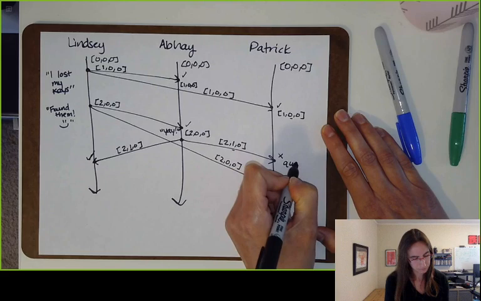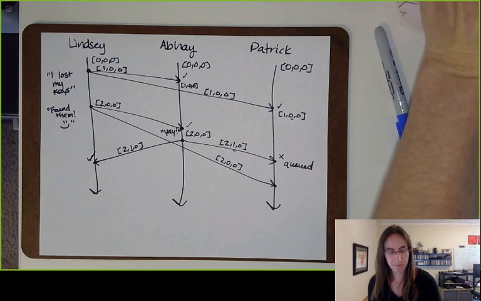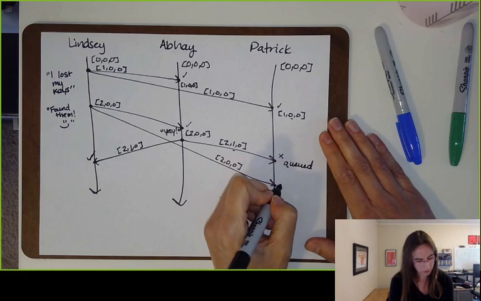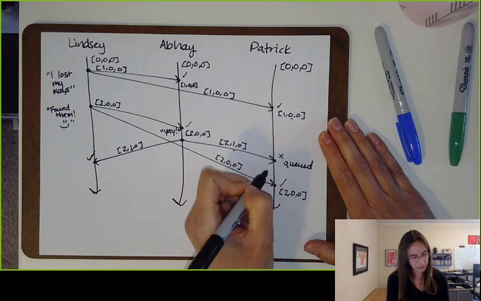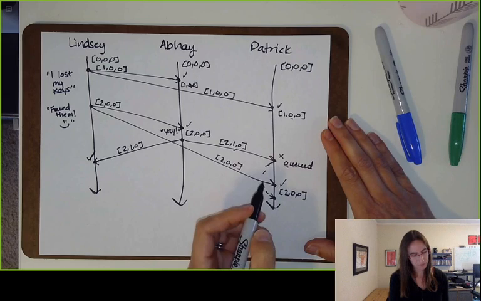200 comes along. Is this one safe to deliver? It is. So this one's good. We update to 200 for our vector clock. And now finally the queued message can be delivered. Now that Patrick knows that I lost my keys and I found them, finally we get the message from Abhay which says yay. And so now the message can be delivered down here. And now our queue is empty.